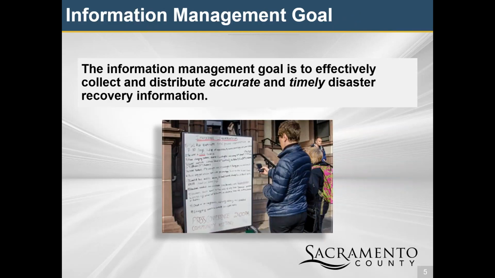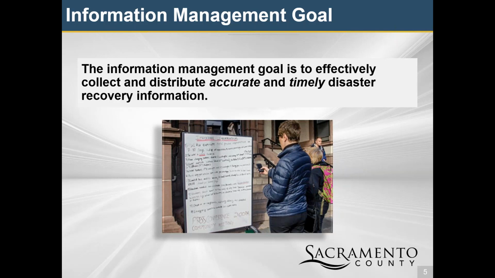Let's look at some information management goals. The primary goal of information management is to effectively collect and distribute accurate and timely disaster recovery information. This is very important. It's critical. There are many elements that enhance effectiveness. We're going to cover a variety of ways to help you be more effective in your information management tasks. That's something we're going to do today.